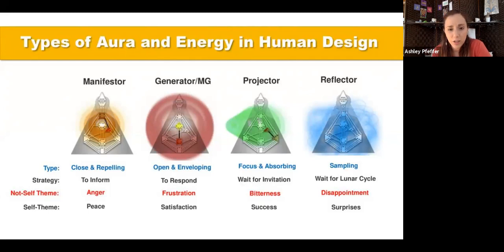Generators and manifesting generators are here to respond based on their sacral, based on doing what you love, loving what you do, and asking yourself, do I have the energy to do this? Am I wanting to put my energy towards this, yes or no? Am I doing this for me, or am I doing this for someone else? Frustration is your indicator that you're off alignment, off center. Satisfaction is your self-theme.